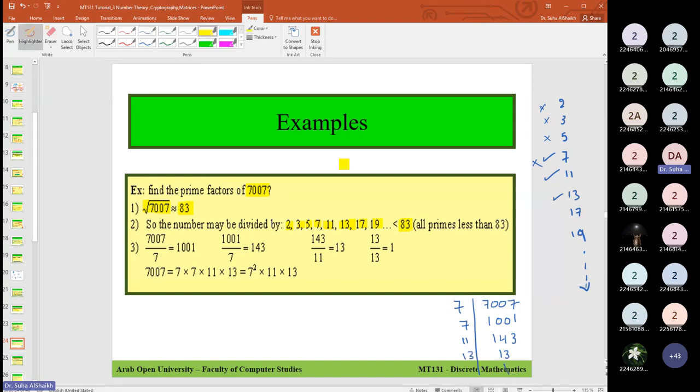So the prime factorization of the number is 7, 7, 11, and 13. So my number is composite. So the 7,007, we can say it is two 7s multiplied with 11, multiplied with 13. So my number is composite here, and this is the prime factorization of this number that we have.